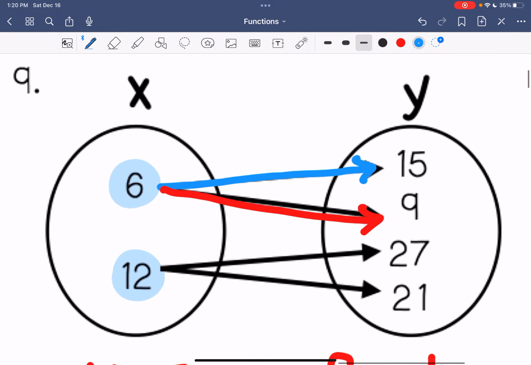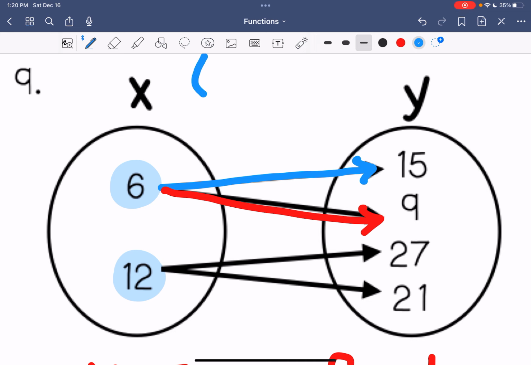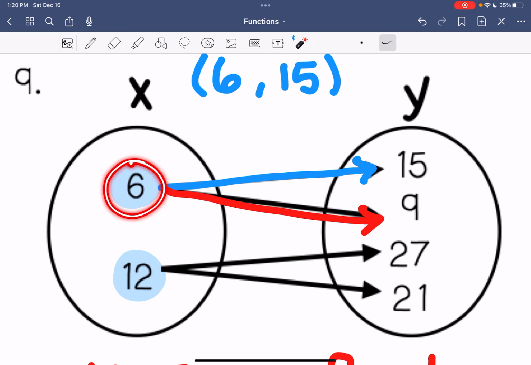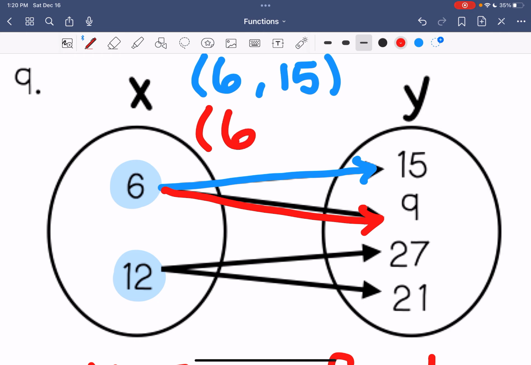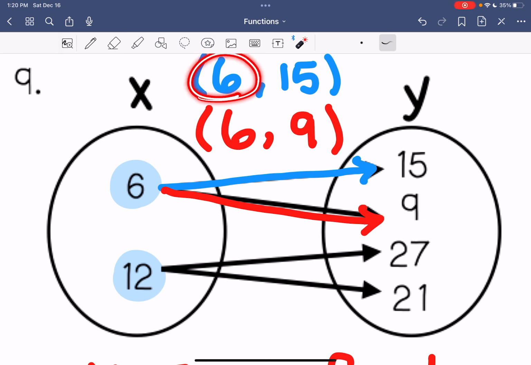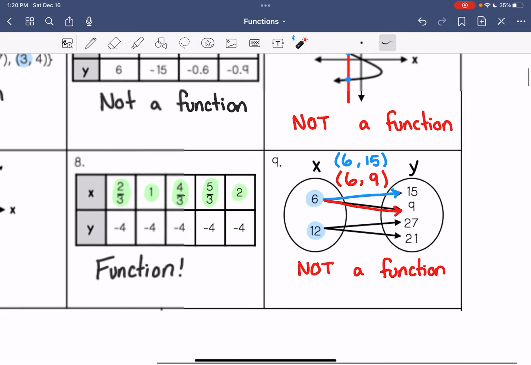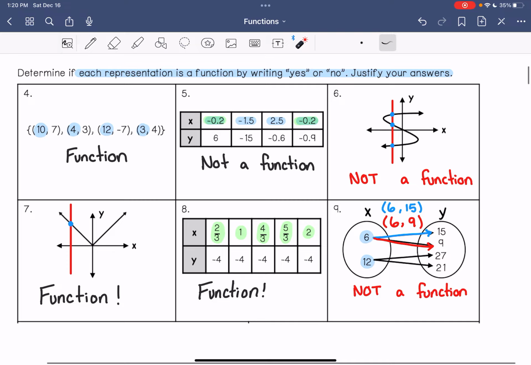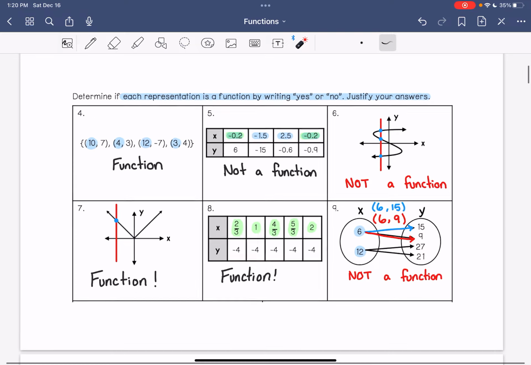If you want to see that a little further, that top arrow I drew, that blue arrow right there, would go to the point 6, 15. That's 6 right there, that 15 right there, and that bottom arrow would go to 6, 9. And you can see that a lot more clearly, that x value of 6 is being used twice. So that breaks our one input, one output rule and makes it not a function. All right, that's everything for function definition.